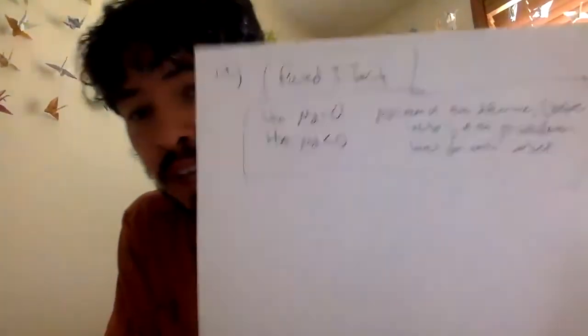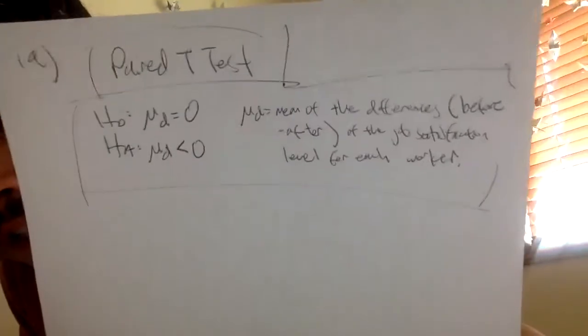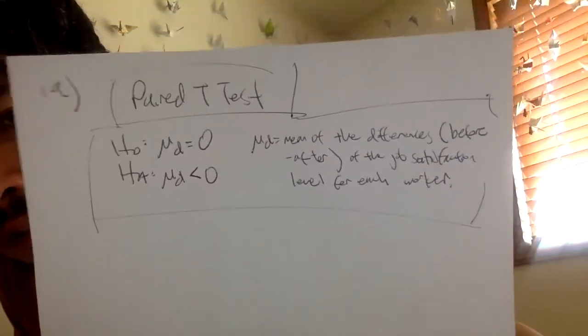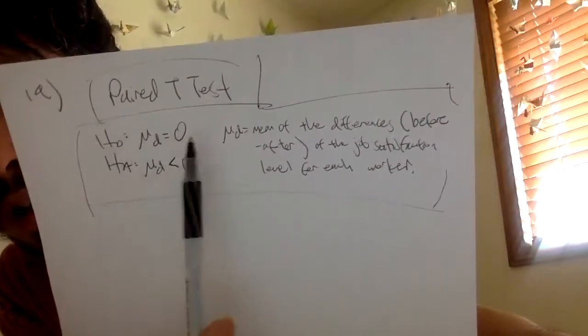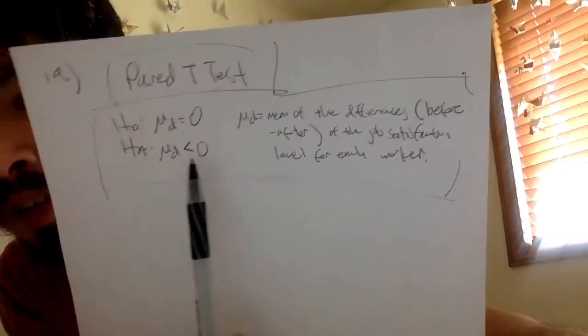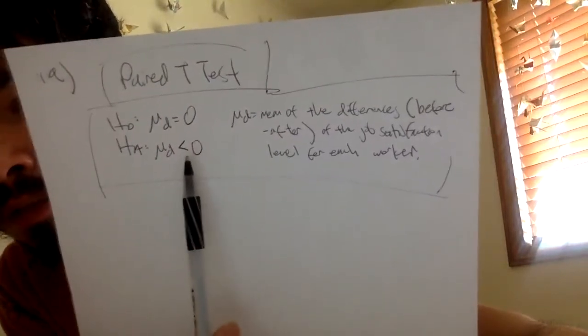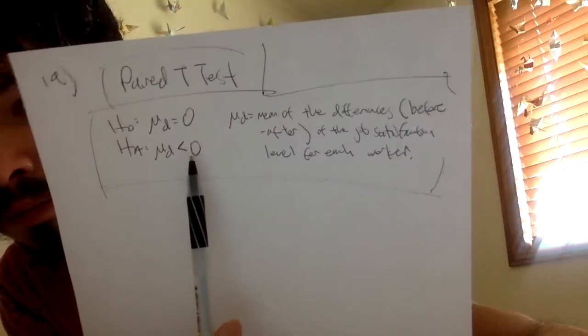If it's effective, then the before minus after will be negative, because before, you would give a low job satisfaction level. But then you did the exercises, and then after, you have a higher one because you enjoyed it. It was effective. A smaller number minus a higher number gives you a negative average. And it did look like we had a lot of negatives in there. So those are the hypotheses. It's always going to be the mean of the differences equals 0 for your null every time for matched pairs. And then the alternative could be a greater than, a less than, or a not equal to for a two-tailed test.